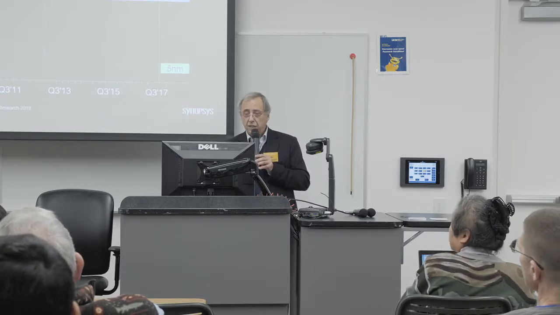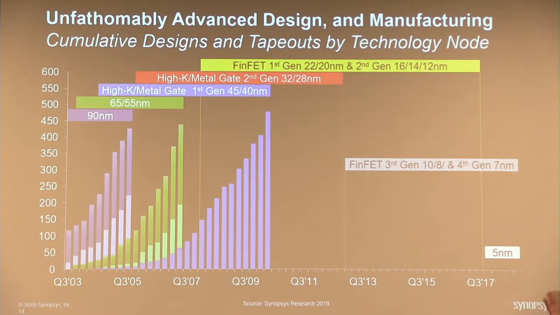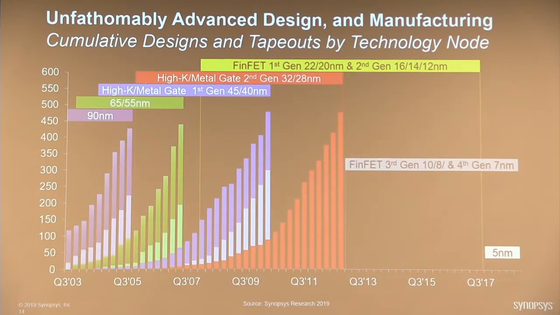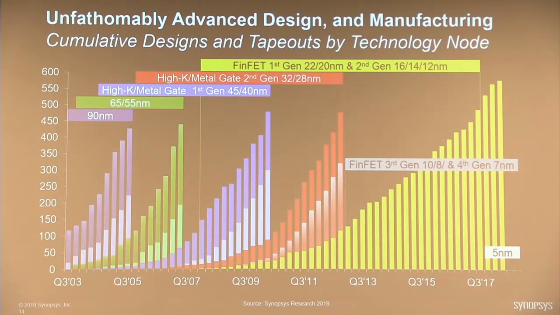So you have 90, you have 65 there, you have the first generation with high-k metal gate, the 45 and 40 tapeouts, then came 28 tapeouts. Oops, this curve looks very different. If you look at the difference between the peaks in time, it was about 2 years. Every 2 years, the new technology was reaching maturity. And suddenly, there was a significant change.